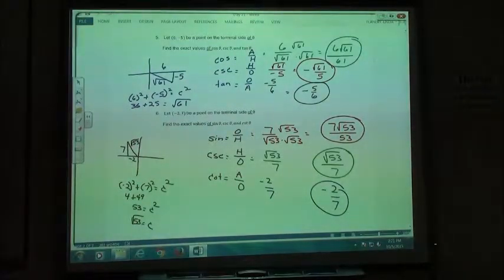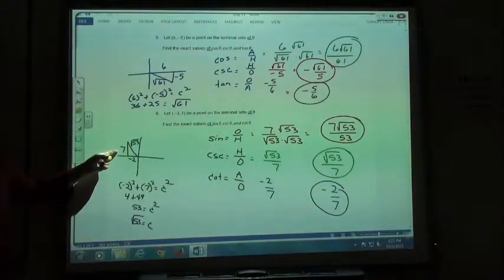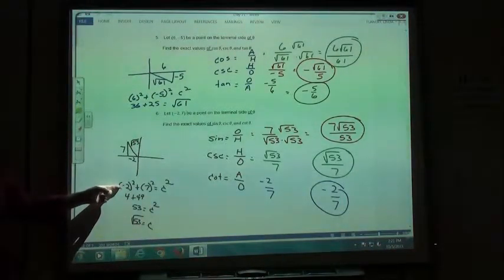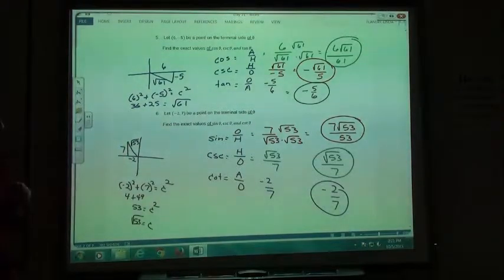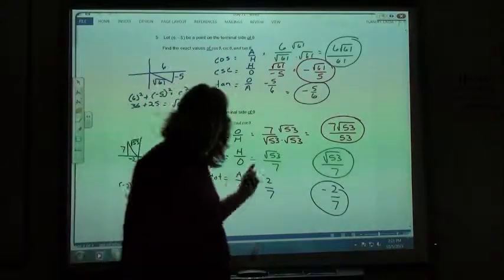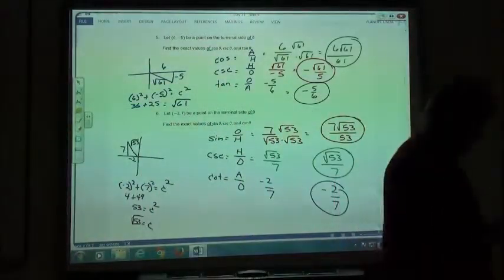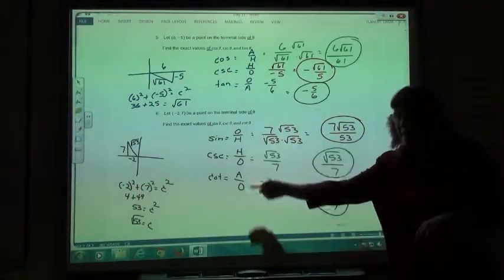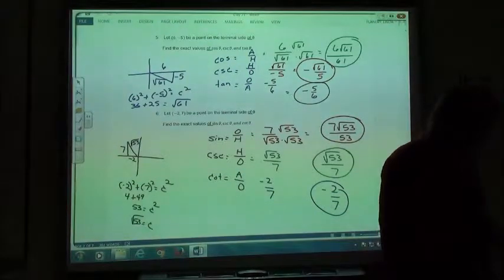So just finding these by drawing our reference triangle, doing the Pythagorean theorem in order to find the value of our hypotenuse, and then plugging them into the formulas, if you want to call them formulas, for sine, cosine, tangent, cosecant, secant, or cotangent.